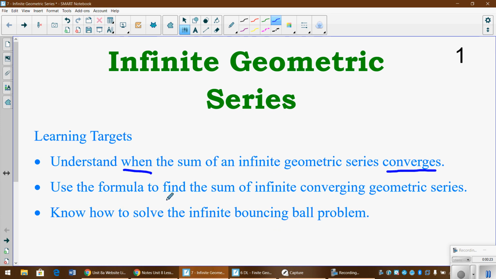We want to use the formula we come up with to find the sum of all those infinite values, the infinite converging geometric series, a bunch of numbers you add up. And then we want to know how to solve an infinite bouncing ball problem. There's a detail in there we want to cover.